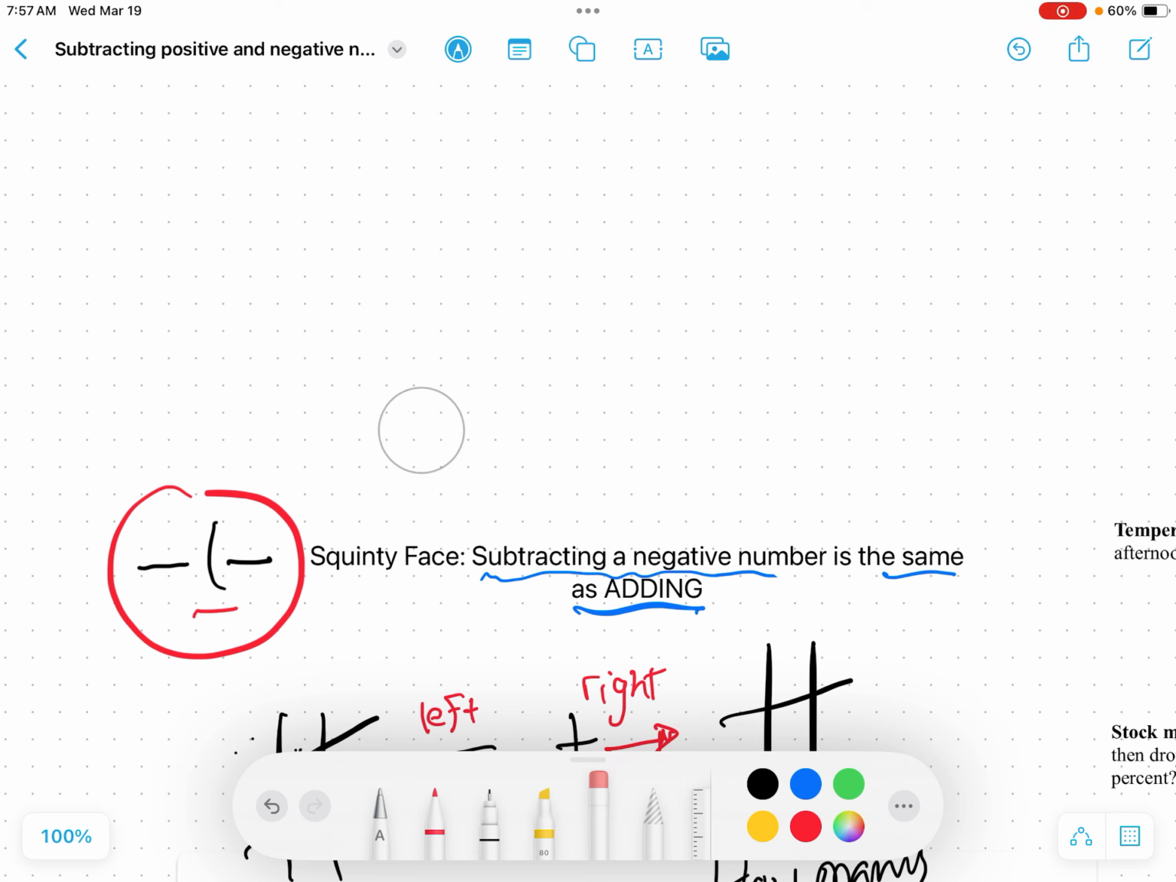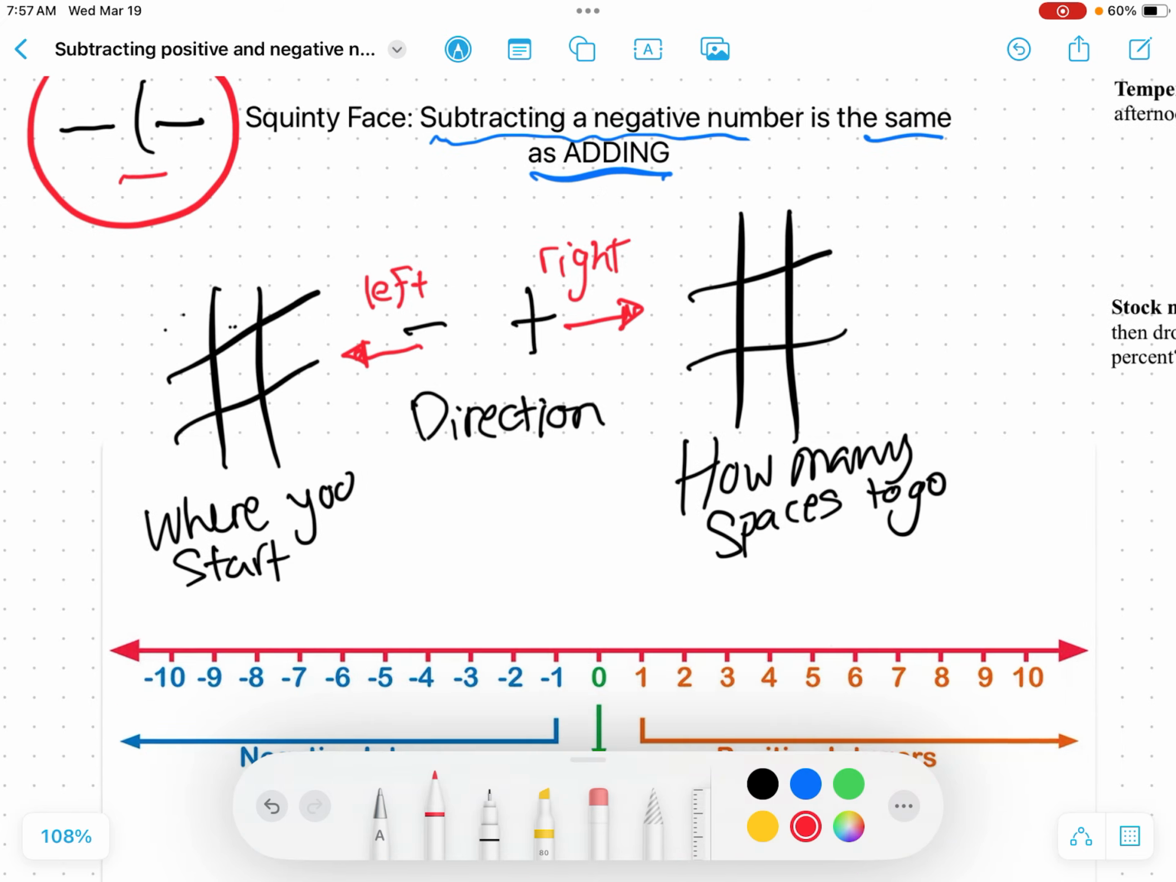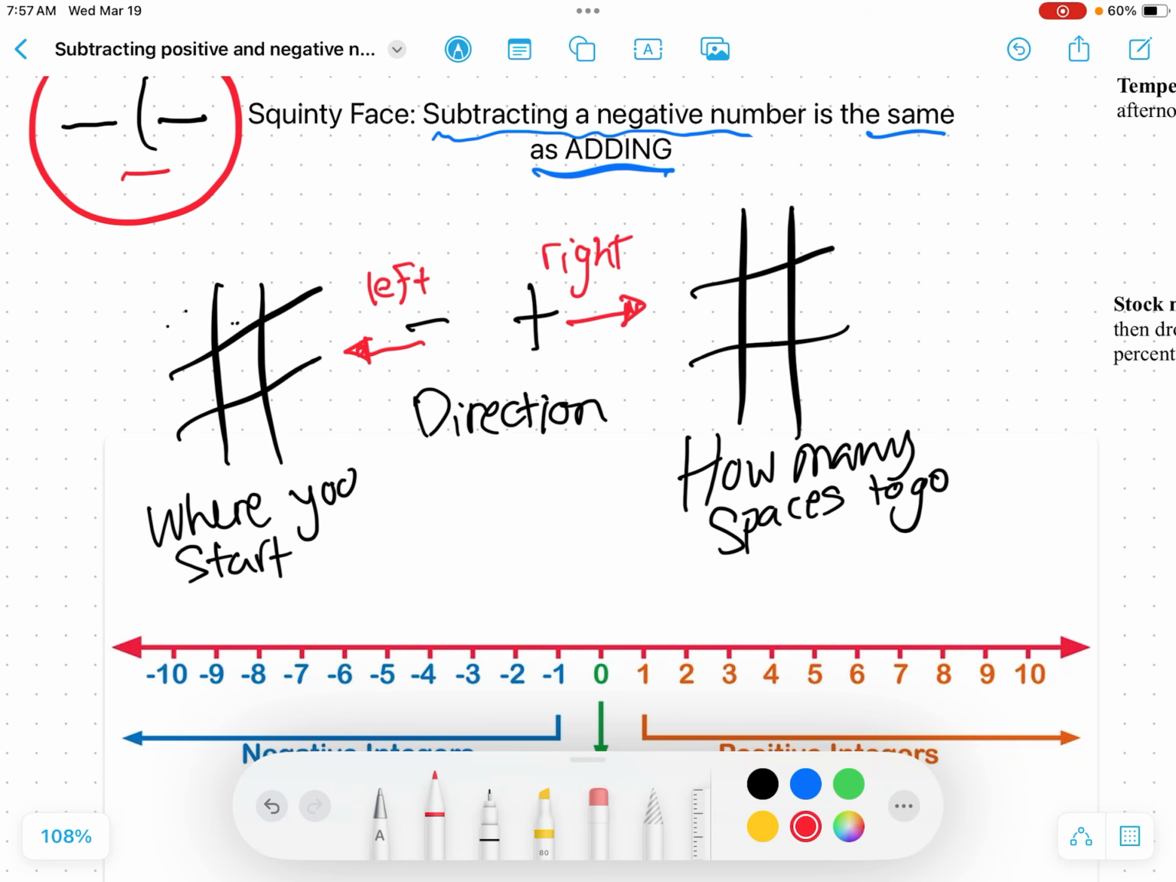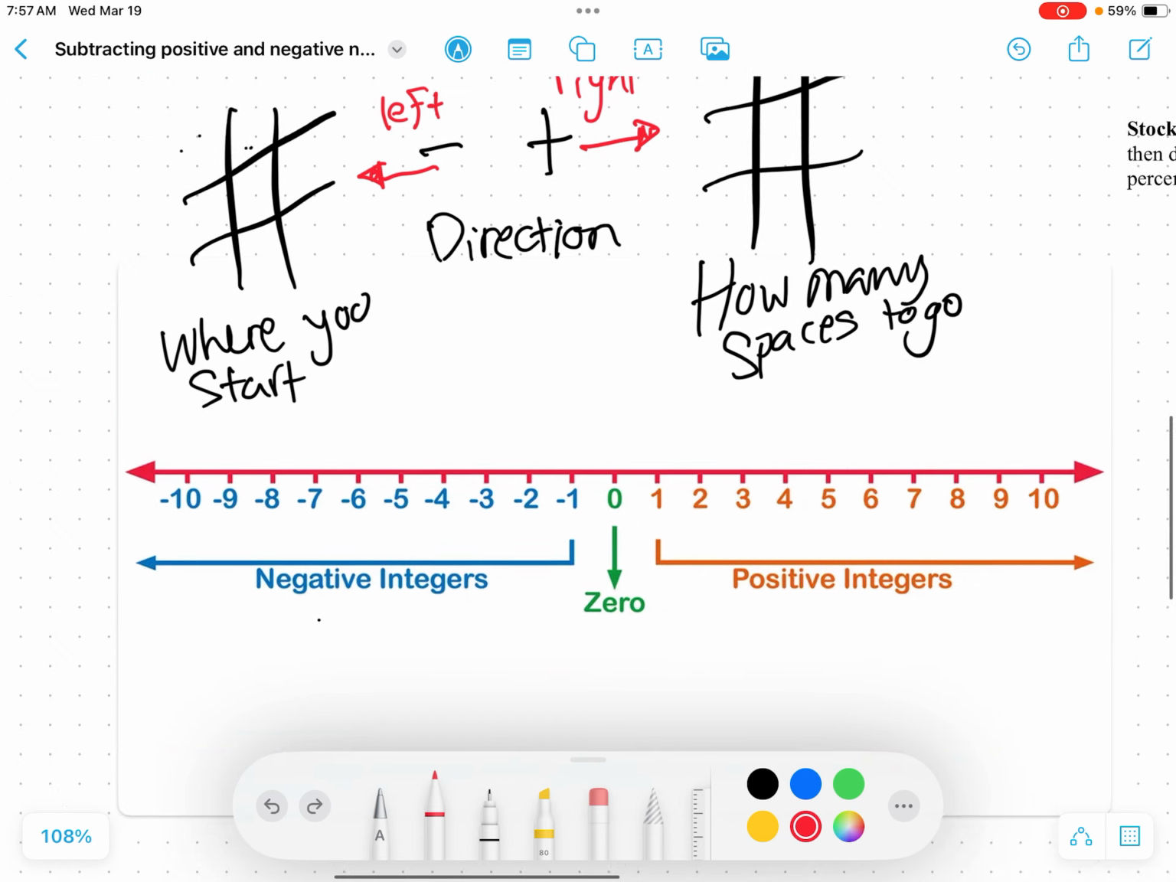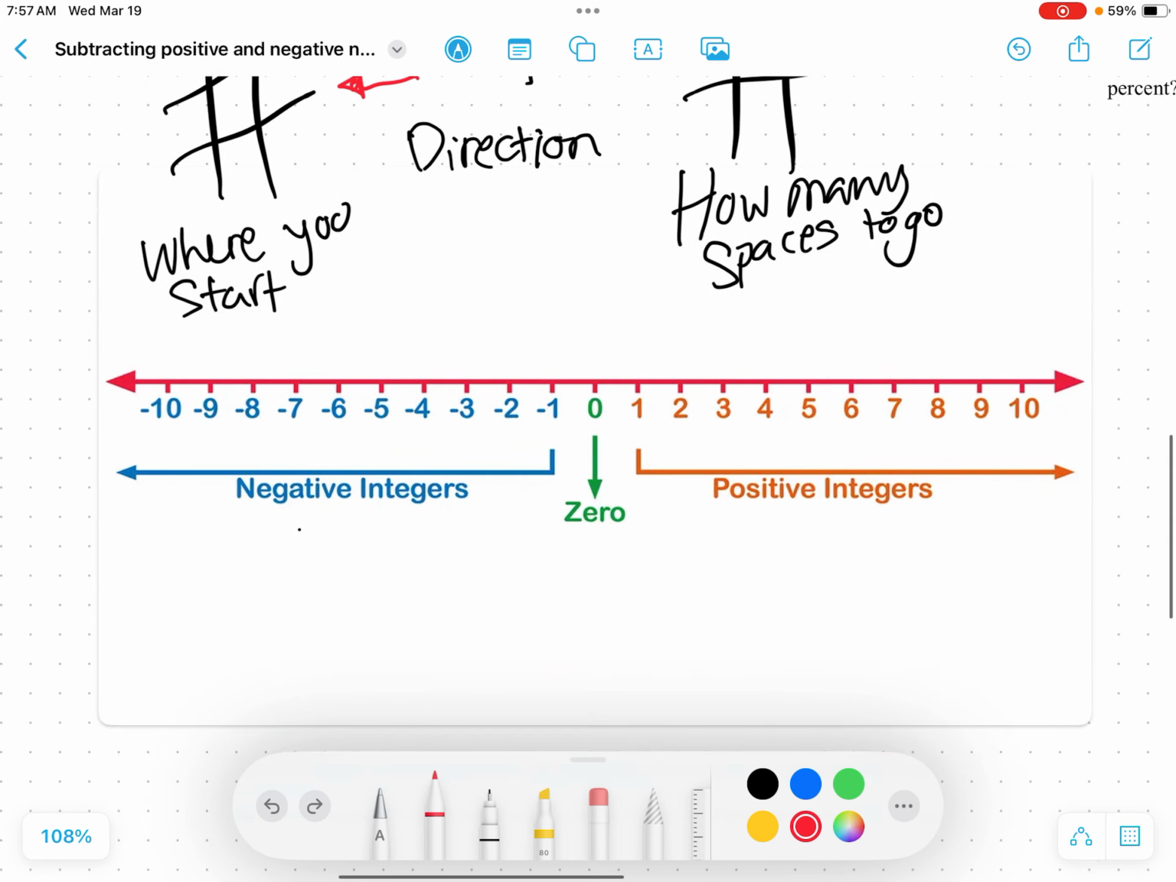Okay, now if your first number is negative and you need to use it, you're welcome to use the number line in the same way that you would use the winky face. So that first number tells you where to start. The sign in the middle, if it's adding or subtracting, tells you to go right or left. And the second number tells you how many spaces to go. So let's put this into practice with our squinty face.